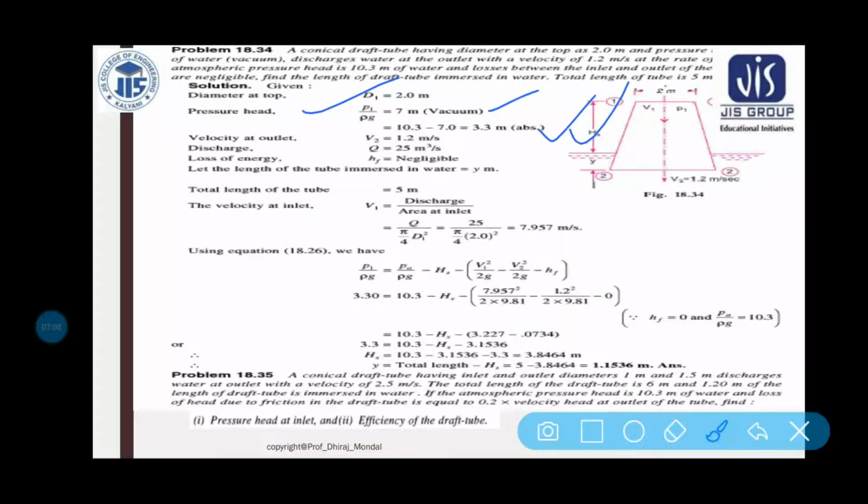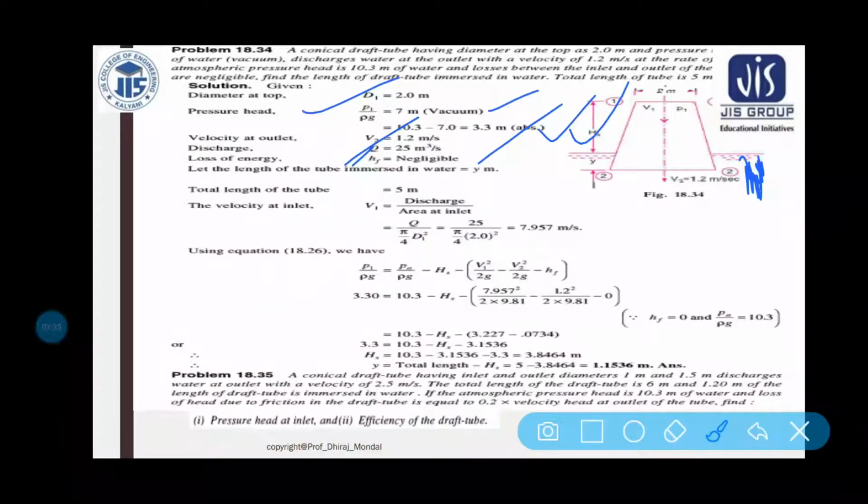So 3.3 is absolute, V2 is 1.2, discharge is given as 25 meter cube per second, HF is negligible, already given in the problem. And this y, this distance, is not given, you have to calculate it. What should this y be? Okay, and is hs given? I think it is not given.